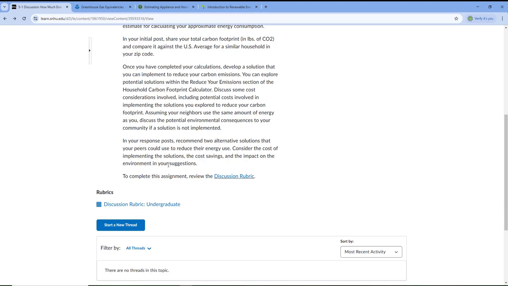Consider the cost of implementing the solutions. So it's probably not a good idea to tell everybody to install solar panels that are going to cost them $20,000 up front, unless the cost savings is really great. And then, what would be the impact on the environment? So I want to see 2 alternative solutions per peer response, discussing the cost of implementing the solutions, the cost savings, and the impact.